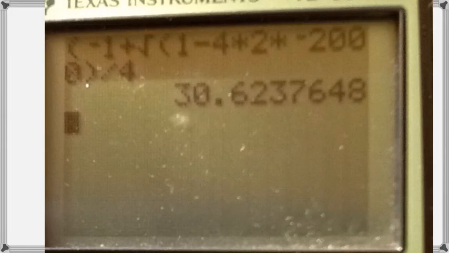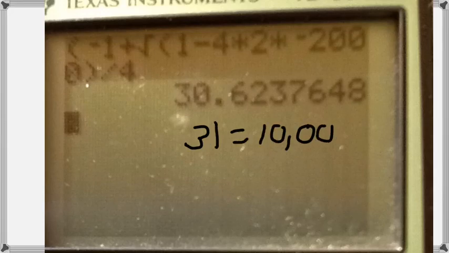Well, so it's about the 31st figure. There can't be partial figures in an arithmetic or a geometric series, so that means that at the 31st figure, it's equal to 10,000, which means it's going to have to be the 32nd figure that pushes it over that number.